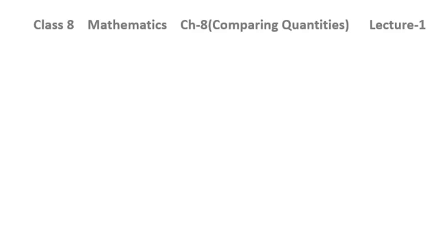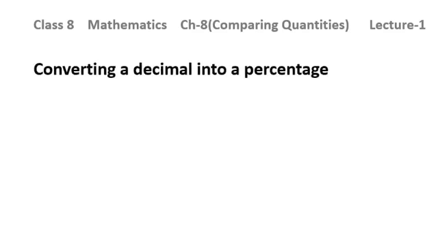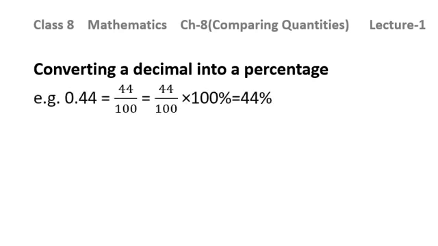Let us see another subtopic, how to convert a decimal into a percentage. If a decimal number is given to you, then how to convert it into a percentage? For example, 0.44, this is the decimal notation. First of all, you need to convert it into a fraction, that will be 44 over 100. It will be 44 over 100 into 100%, because we need to convert into a percentage. So the answer will be 44%. So 0.44 is equal to 44%.